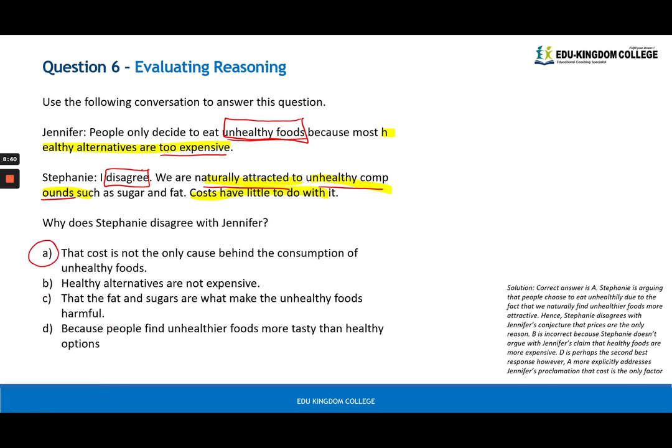And A is the best one that sums it up. That cost is not the only cause behind the consumption of unhealthy foods. Okay? It's not the only cause, because she says costs have little to do with it. She doesn't say they don't have anything to do with it. Right?